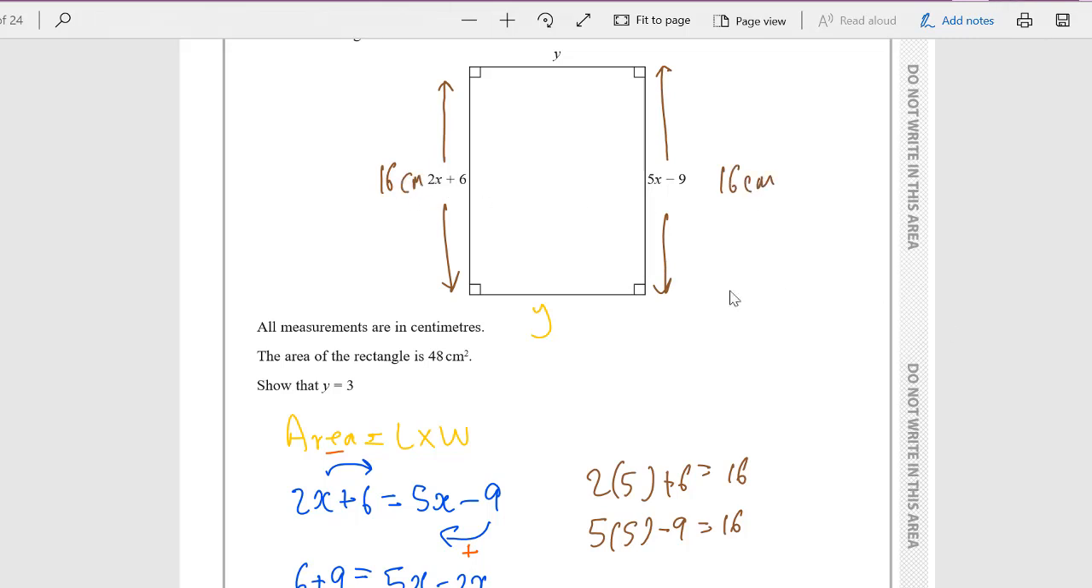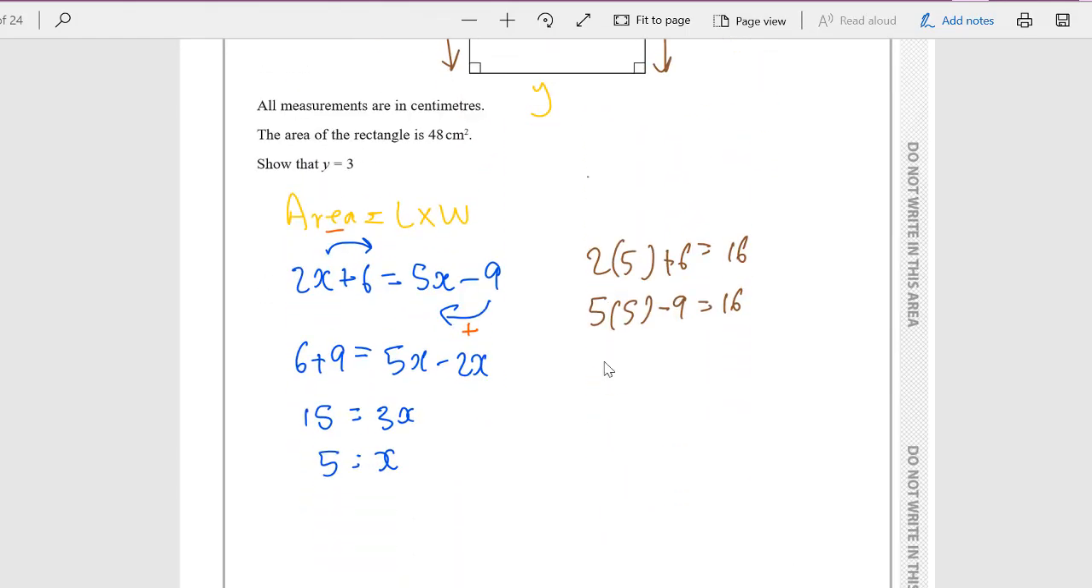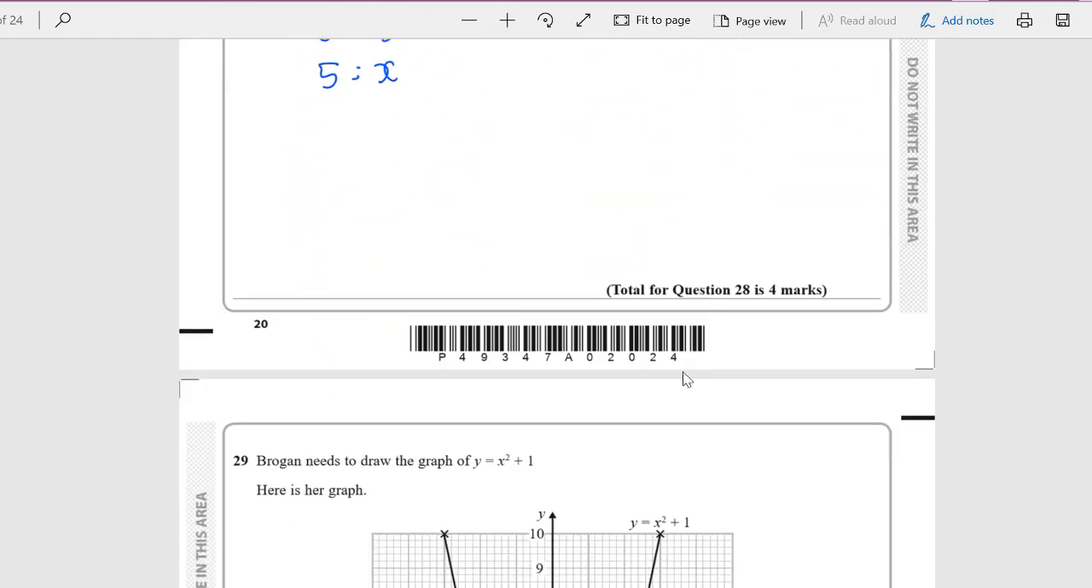Centimeters. Right, so we know based on this here that our answer is going to be 16 times by y, written as 16y. Well, we know it equals 48, so that implies that 48 divided by 16 equals y, which equals 3. So we wanted to show that it's equal to 3. We've shown that it's equal to 3, and therefore we've proved it.